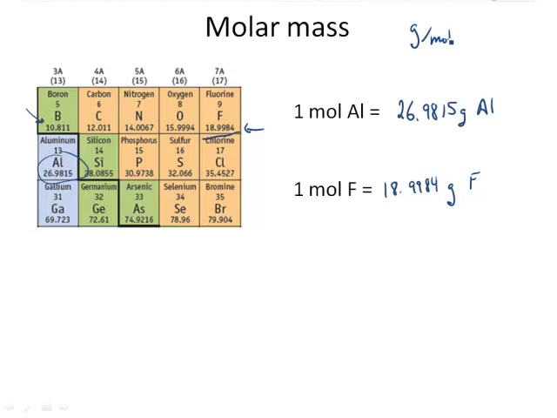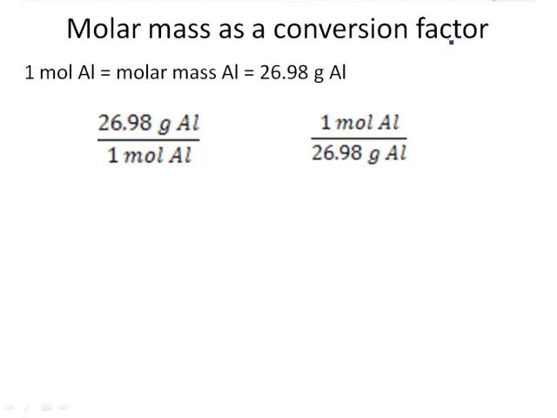So those are just listed on your periodic table. The idea of molar mass is that it can be used as a conversion factor between mass and moles. That's its purpose. That's what it's used for, and it's incredibly important. You use it all the time. So look at aluminum as an example. 1 mole of aluminum has a molar mass of 26.98 grams of aluminum.